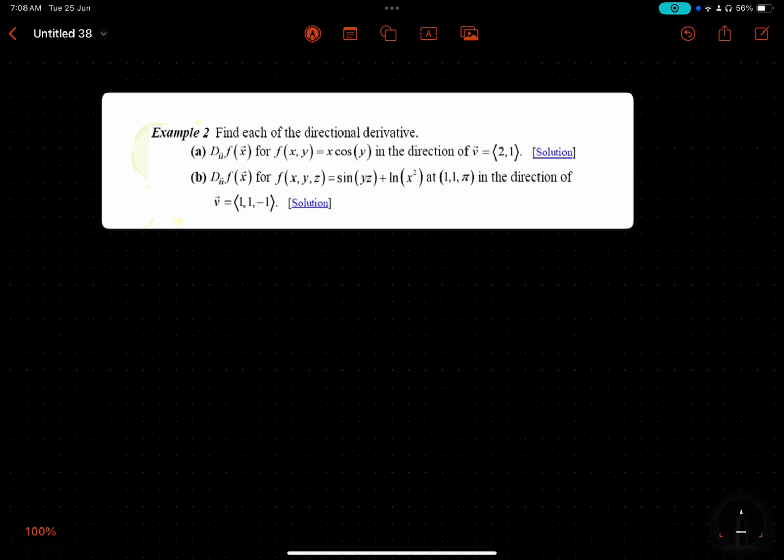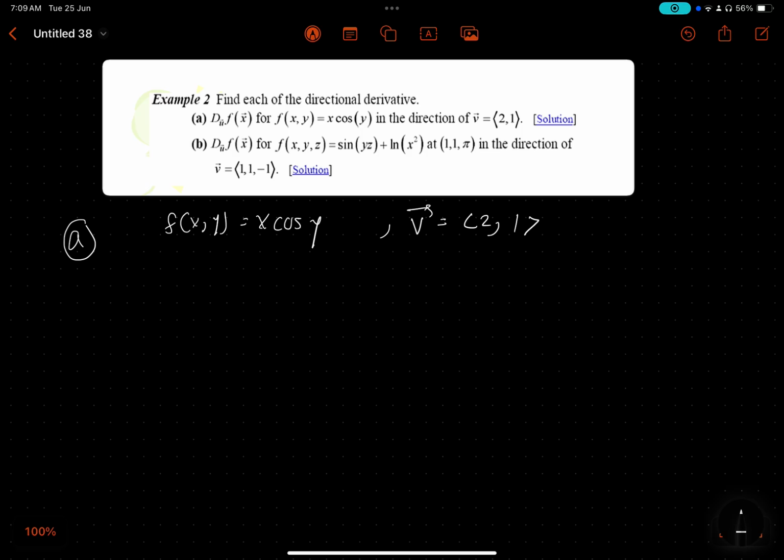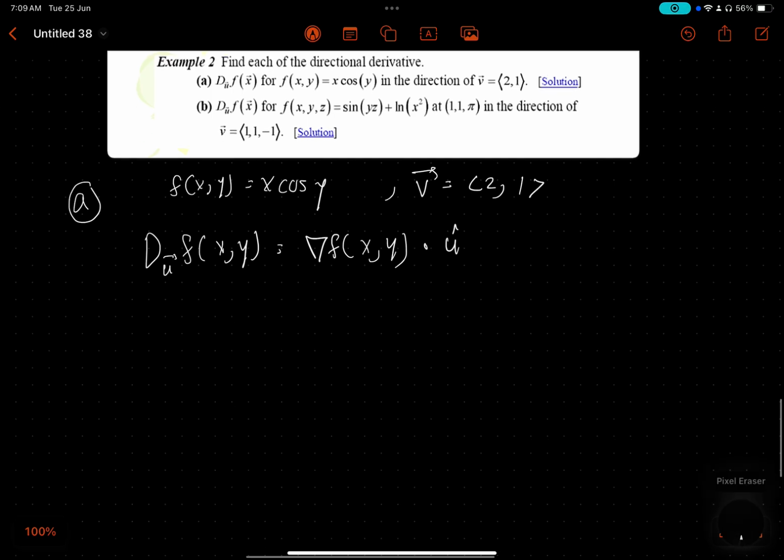Okay, so it's very easy. Just solve now. f of x, y is going to equal x cosine of y, and v is going to equal 2, 1. Now, he didn't give us a point, so he wants the general directional derivative in terms of x, y. So let's use the gradient definition. So this is v.